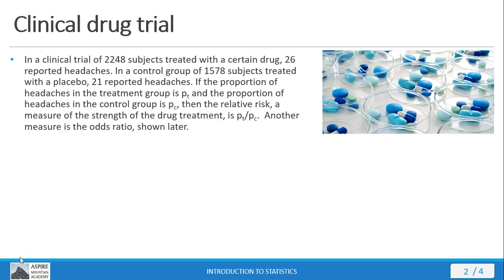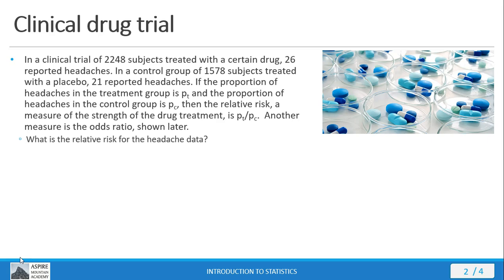In a clinical trial of 2248 subjects treated with a certain drug, 26 reported headaches. In a control group of 1578 subjects treated with a placebo, 21 reported headaches. If the proportion of headaches in the treatment group is P sub t, and the proportion of headaches in the control group is P sub c, then the relative risk, a measure of the strength of the drug treatment, is P sub t over P sub c. Another measure is the odds ratio, which we'll show you later.